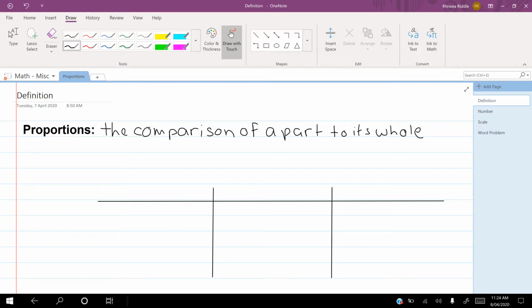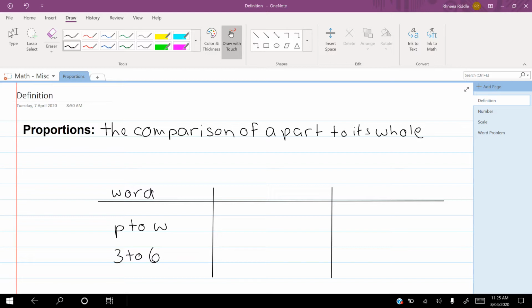So there are three ways to write this. So we have word form. When we use word form, we're using the word to. So we're going to say the part to the whole. So if we say we have 3 slices out of 6 slices of a pie, we would say the part of 3 to all 6 slices.